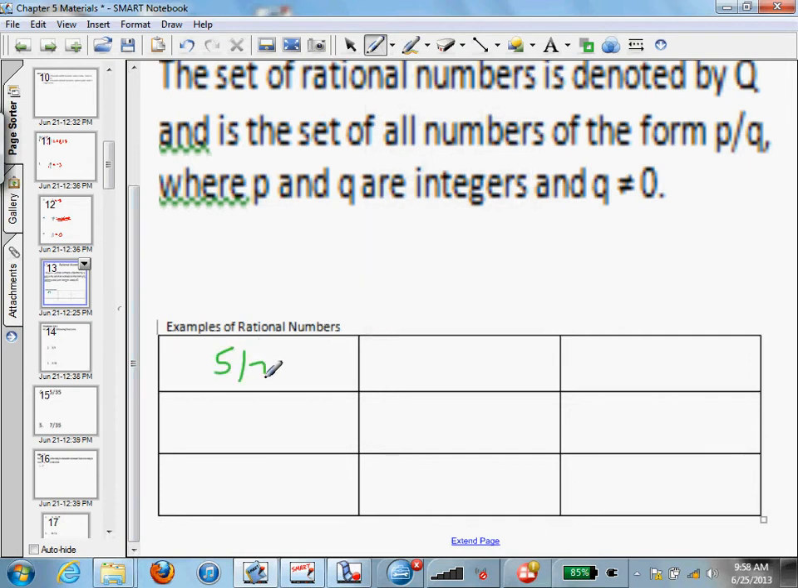They could look like 5 over 7, 0 over 2, because that would make it the fraction 0, 2 over 1, because that could be reduced as 2, but it's still a fraction in the form P over Q. What about 9 over 3? You could think that is reduced to 3 over 1 or just 3. 4 over 7. How about negative 3 over 2? How about negative 1? How about a negative 9 over 20? And a negative 1 over 4. These are all examples of what rational numbers might look like.